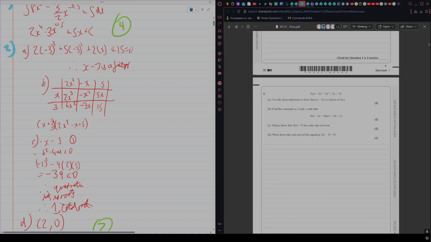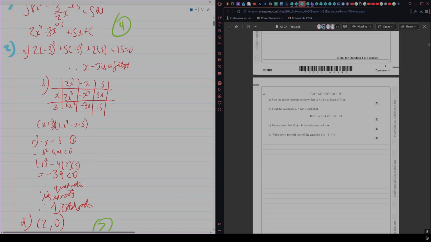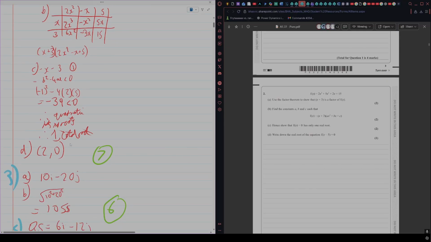So you just do the division, do whatever method you want to do, and then factorize it out. So that's our quadratic. And part C, show that it only has one real root. Well, you get the quadratic that you got from that. You know that x equals -3 is one root. And for the quadratic that you factorized out, you can use the discriminant to show that the quadratic has no roots because the discriminant is less than 0. Therefore, the cubic has one total root because this is one of the roots, and then this quadratic doesn't have any roots.